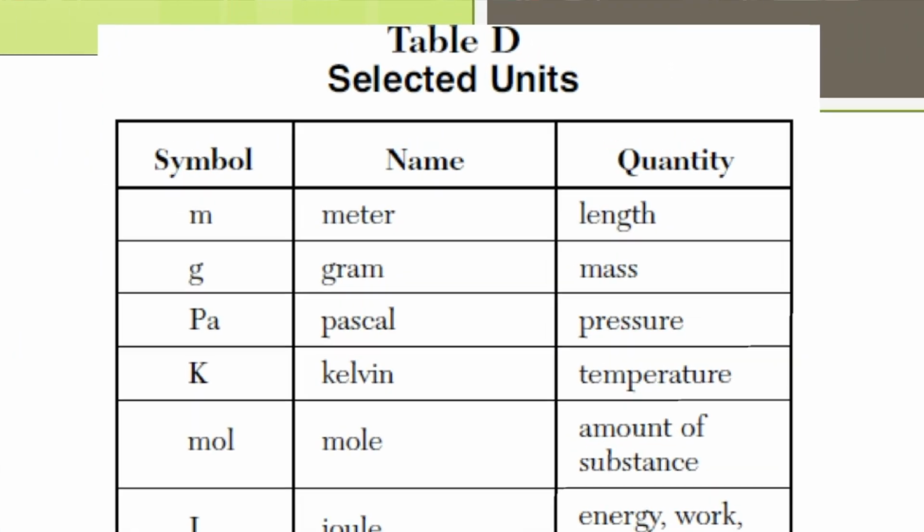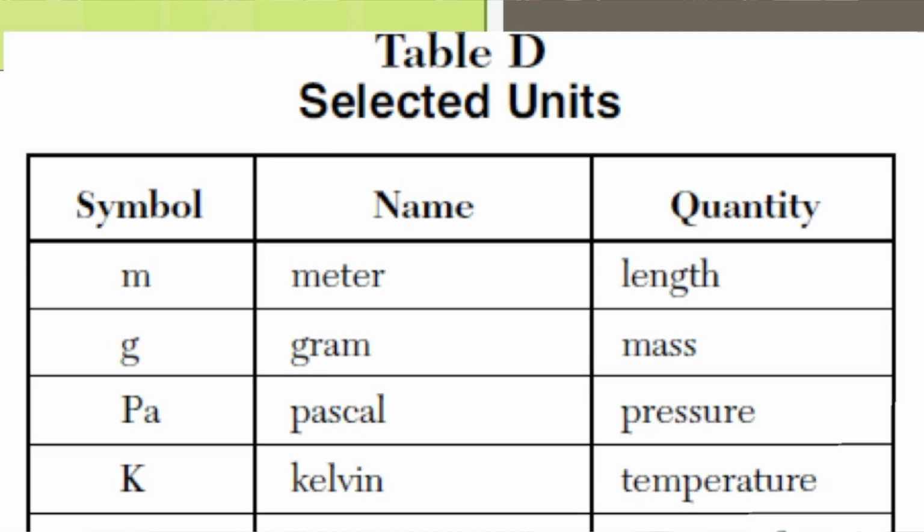Let's take a look at a few. M stands for meter, which is used to measure length. G is for grams, which is used to measure mass. Pa is pascals, which is used to measure pressure. And K is used to represent Kelvin, which measures the temperature.